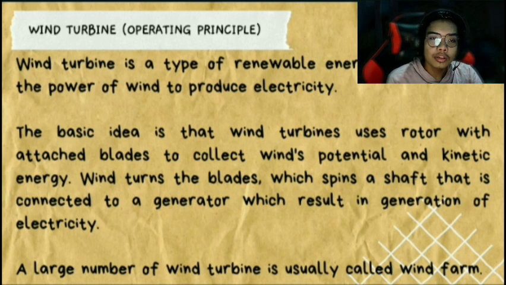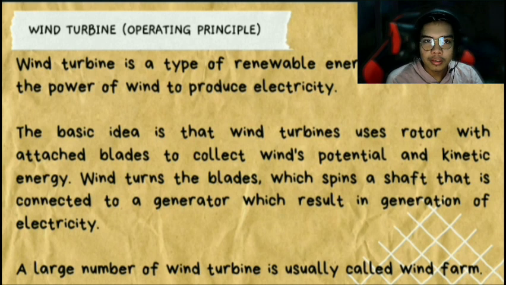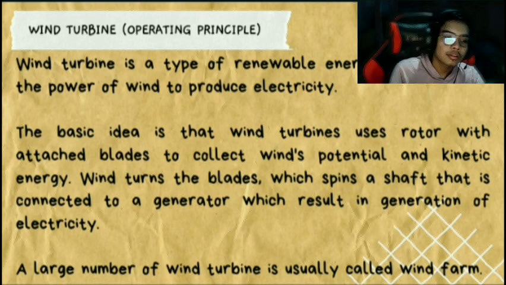So, itong wind turbine, siya pala yung gumagawa ng renewable energy para gumawa ng electricity. Isa siya sa mga pwedeng mag-produce ng energy. So, basically, itong turbine, sila yung wind-based renewable energy. Pag maraming wind turbines, ang tawag sa kanya ngayon ay wind farm, di na siya wind turbine.